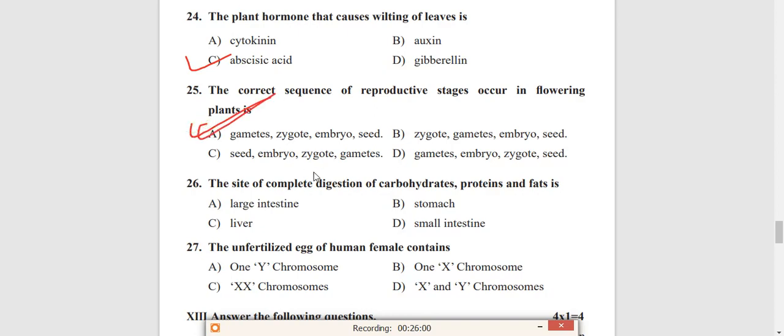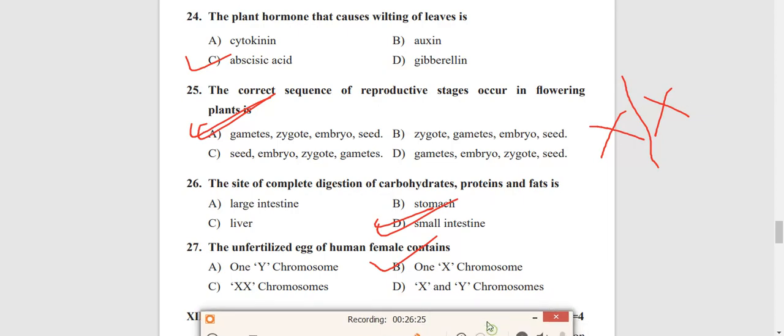The site of complete digestion of carbohydrate, protein and fat. Where does complete digestion of food take place? It takes place in the small intestine. The unfertilized egg of a human female contains... a human female has 2 sex chromosomes, but they are asking about the unfertilized egg, so half of it. That means only 1 should be present in the unfertilized egg. So option B is correct: 1 X chromosome.